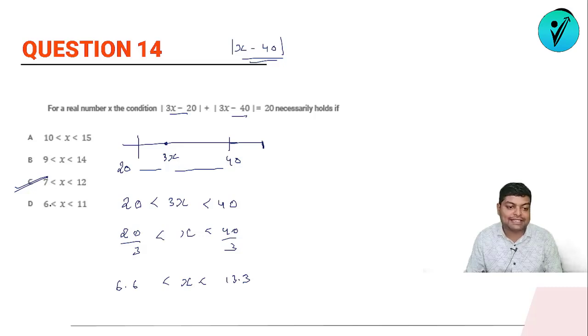यहाँ पर प्रॉब्लम क्या है, ये 6.6 से स्टार्ट हो रहा है. अगर मान लो ये ऑप्शन में होता है 6.6 to 11, ठीक है, then this could also be your correct answer. So for this question answer is what? It's option C. Simply it is based on the concept of modulus.